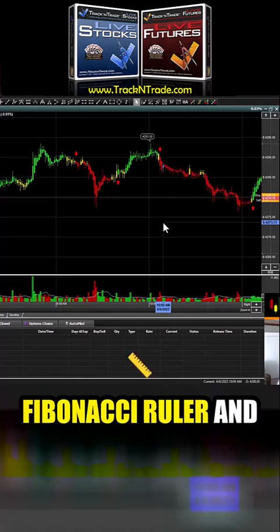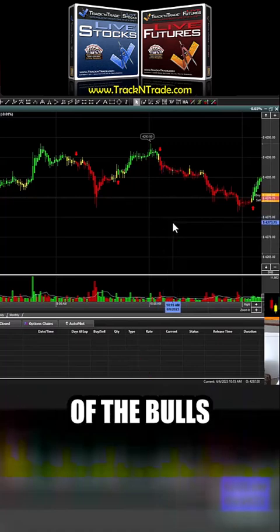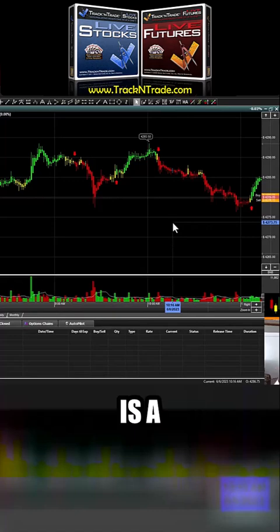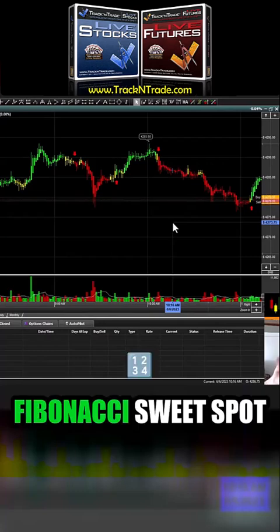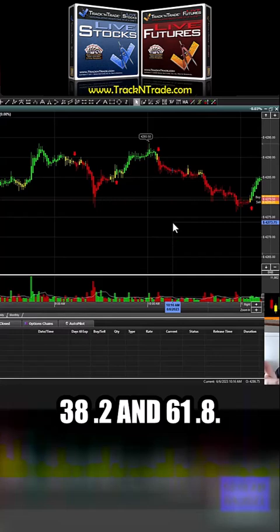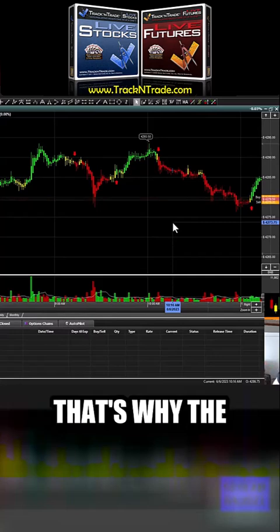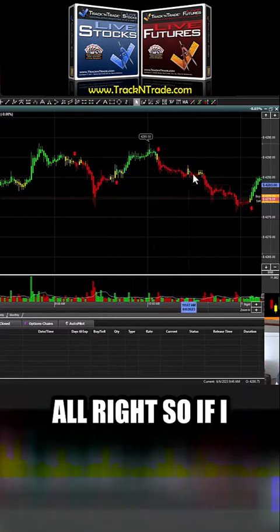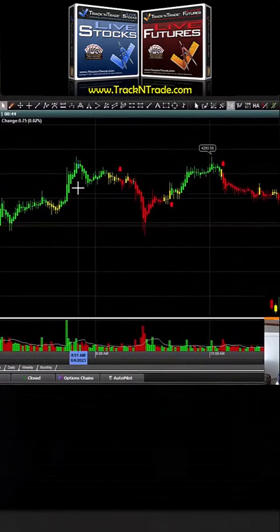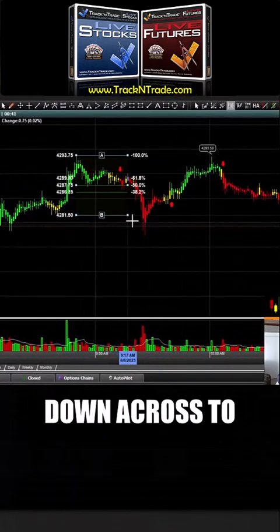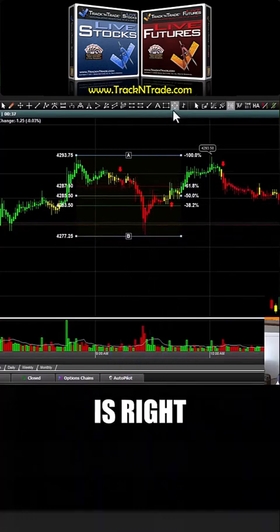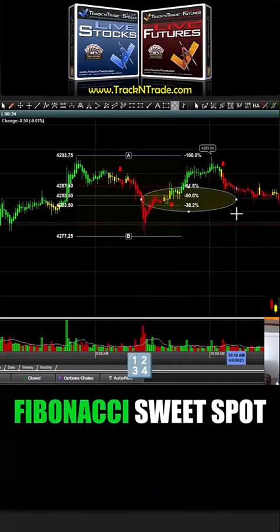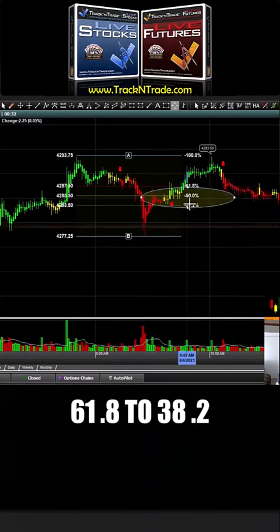We're just going to take the Fibonacci ruler and lay it over the top of the bulls and bears, because the bulls and bears is a mathematically calculated Fibonacci projection. All right, it calculates for us the Fibonacci sweet spot, the distance between 38.2 and 61.8. That's why the price bars turn yellow. If I draw the Fibonacci ruler on here, from this high peak down across to this bottom point, you can see that the Fibonacci sweet spot is right here, okay? Fibonacci sweet spot, 61.8 to 38.2.